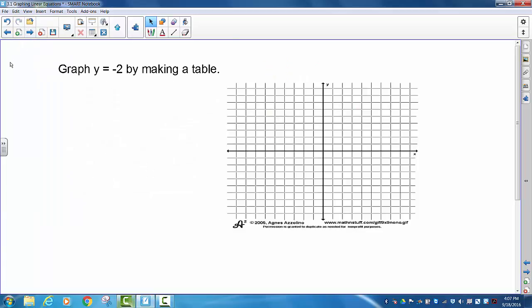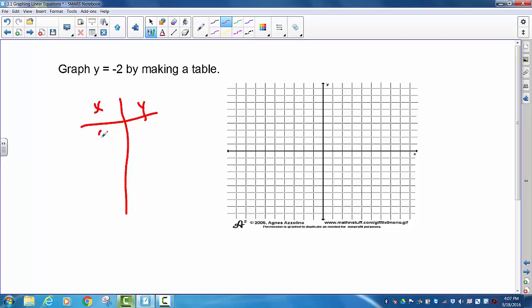Now see if you understood what we just did. Graph y equals -2 by making a table. Go ahead, go to the trouble of making the table, pause the video and get back with me. So we got x, we got y. Let's choose 0 for x, 1 for x, 2 for x, and 3 for x. What's y going to be? -2, -2, -2, -2. Always it's going to be -2.